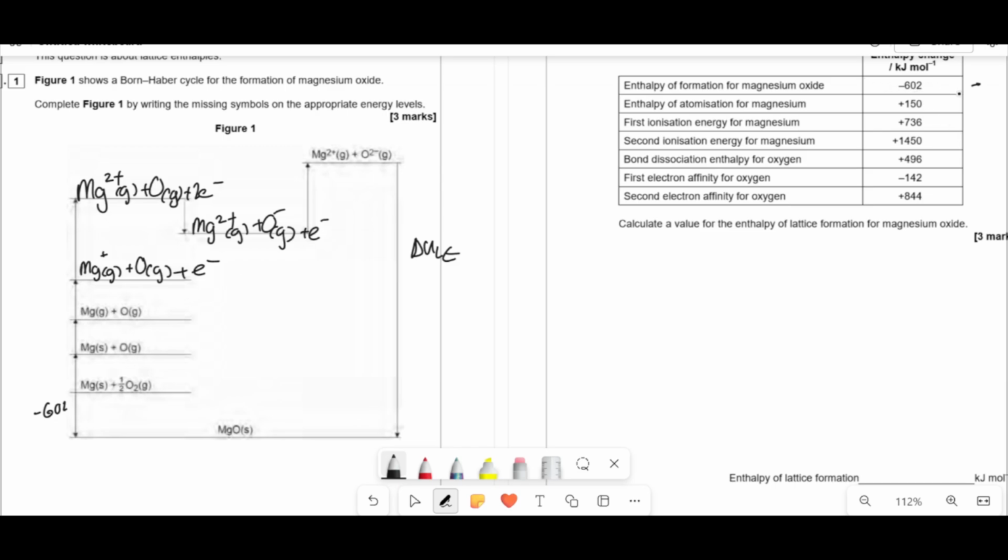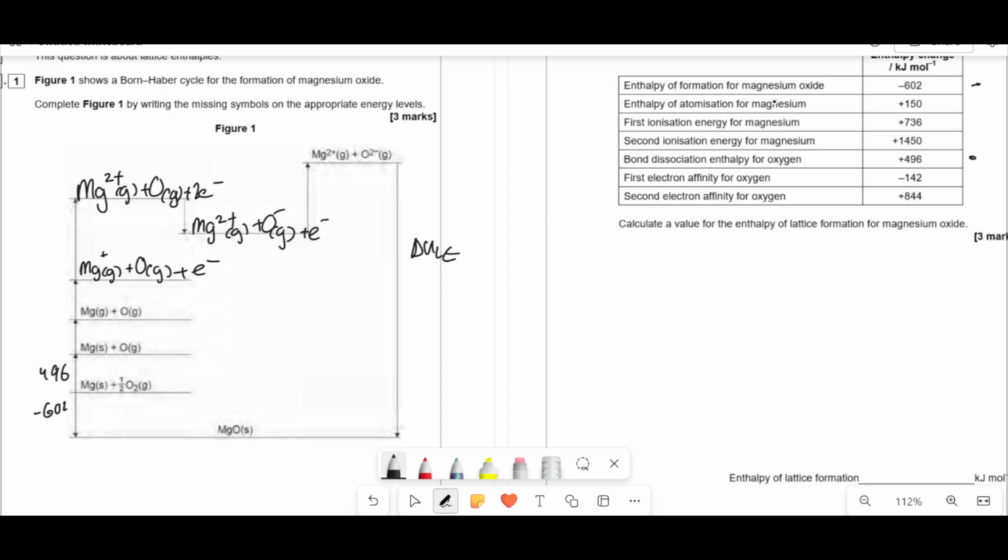So if we atomize oxygen, that's going to be here, right? But then you see it says bond dissociation enthalpy of oxygen, which is where you're breaking 1 mole of a bond and so on. That's going to break it down into atoms. So it's actually this one here instead of the atomization energy. So it's going to be 496.